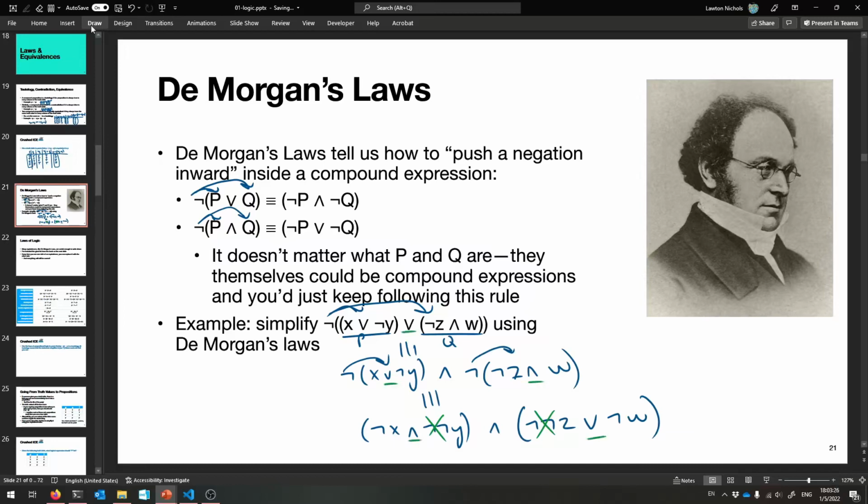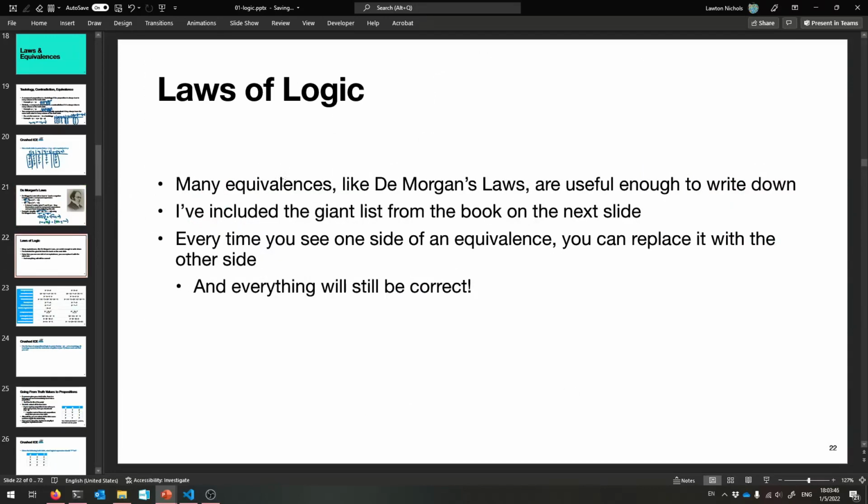And this OR got changed to an AND, and then you just negate both sides. And it makes your formula simpler. All right, and so these are nice to have, and there are plenty more where that came from. These are laws of proving equivalences of propositions. There are a lot of these, and they're useful enough to write down.